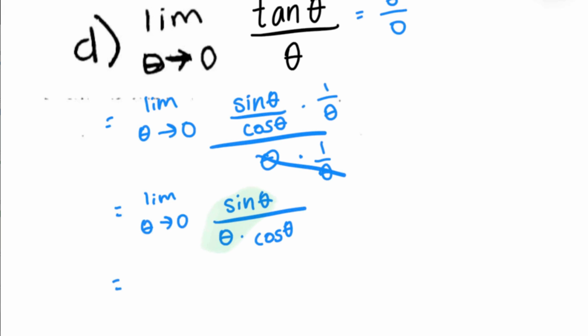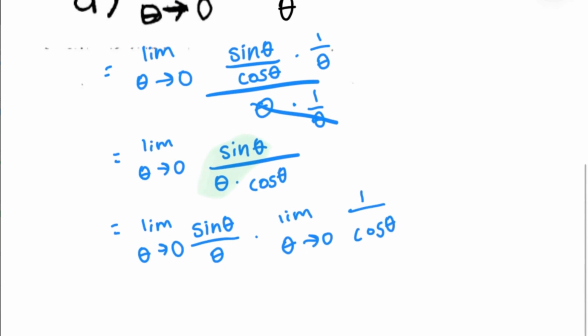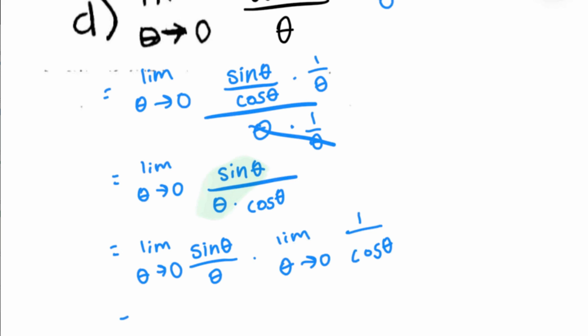Again, if it makes more sense for you to separate these using the properties, you can separate them out. Be like, here's my special trig limit, and then it's being multiplied times what was left over. So 1 over cosine theta is what's left over. You can rewrite it if you want. You don't necessarily have to. I know this first green special trig limit right there, that is 1 because I have it memorized. And then cosine of 0 is 1. So this whole thing equals 1.